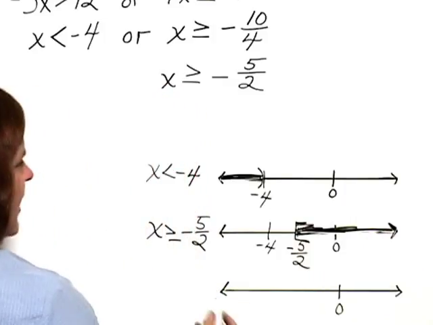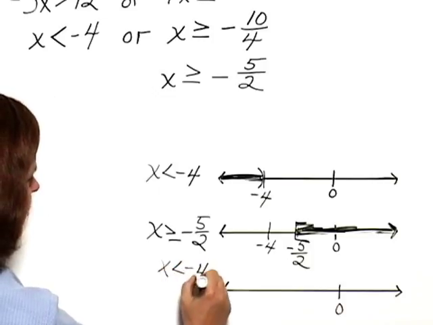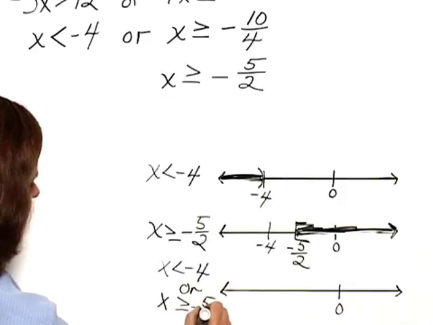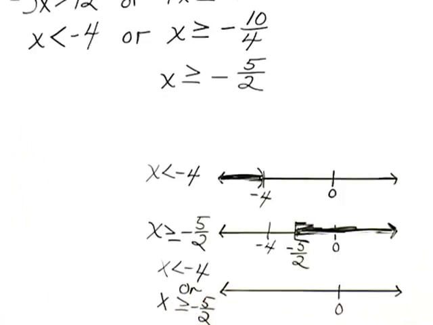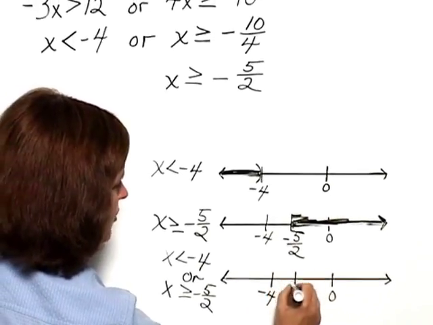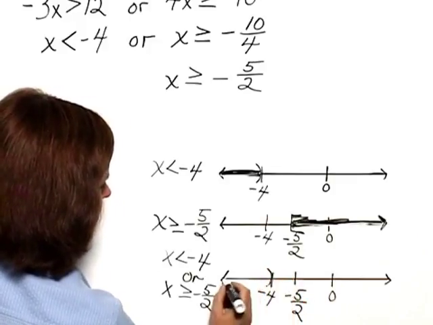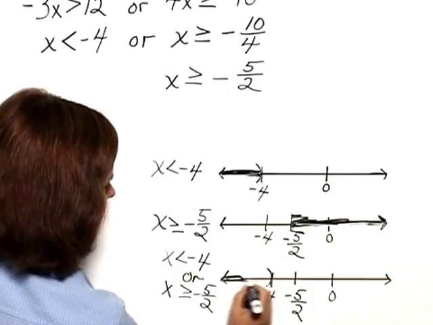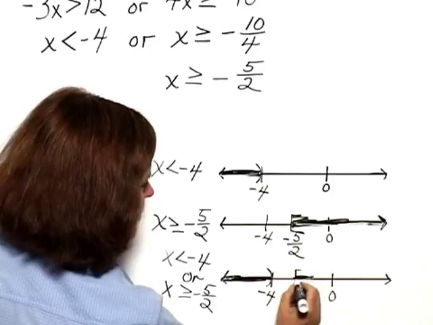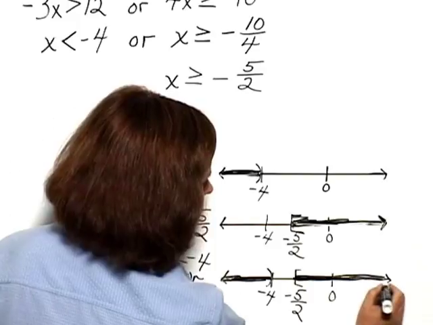Now the compound inequality said that x had to be less than negative 4, or x was greater than or equal to negative 5 halves. That means it can be in one interval or the other interval. So our solution set will be the union of the two intervals. So we have the set of all numbers that are less than negative 4 and the set of all numbers that are greater than or equal to negative 5 halves. We have the union of those two sets.